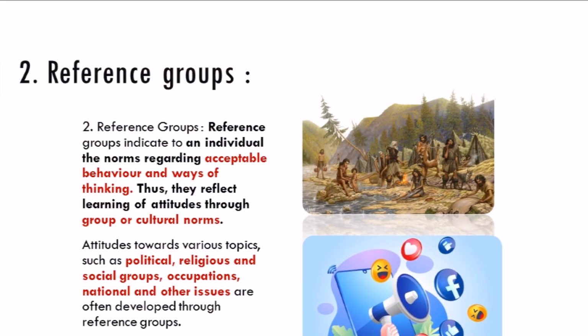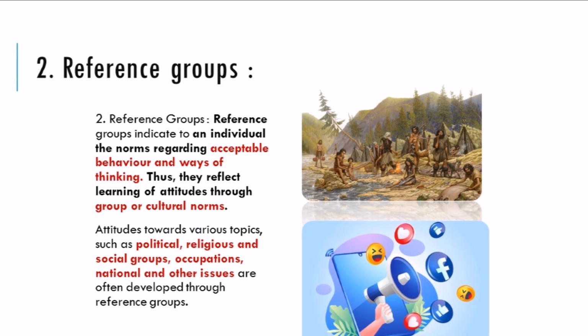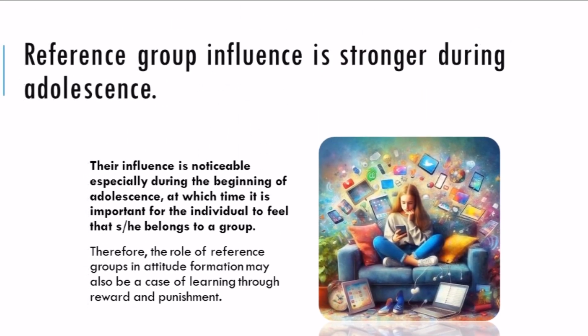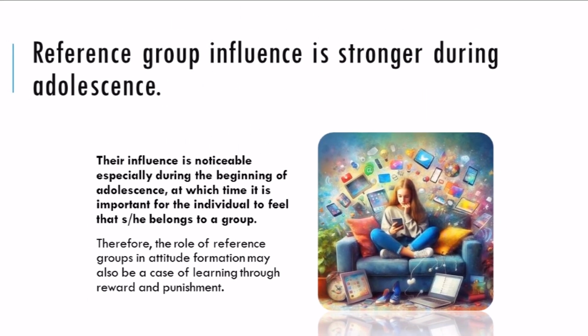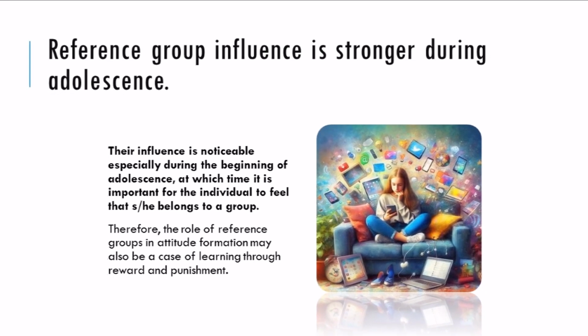2. Reference groups. Reference groups provide norms for acceptable behavior and thinking, influencing attitudes towards political, religious, and social issues. During adolescence, the influence of reference groups is particularly strong as individuals seek to belong to a group, and attitudes may also be shaped through reward and punishment.